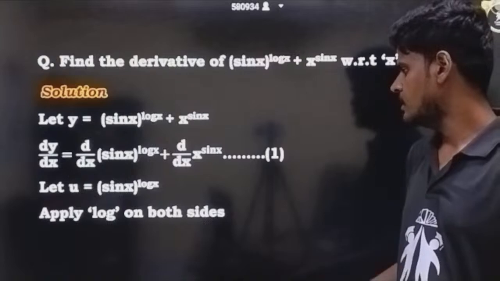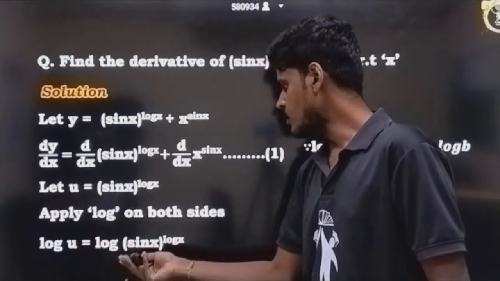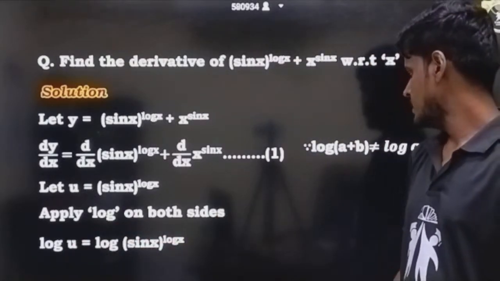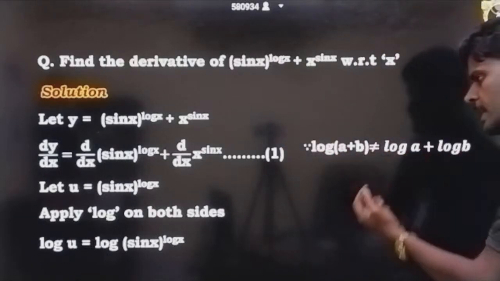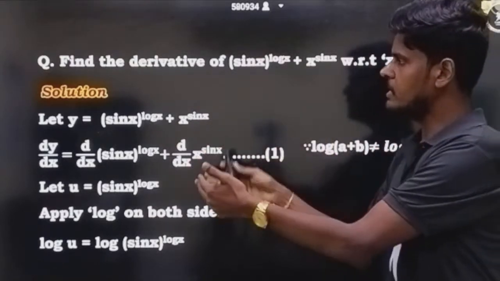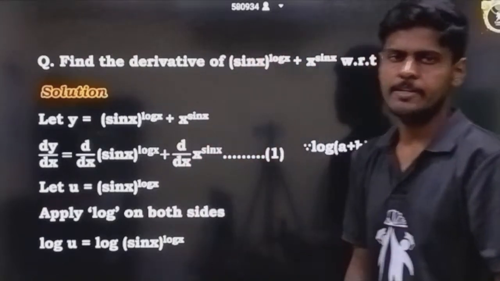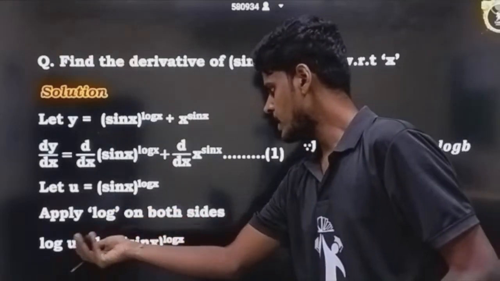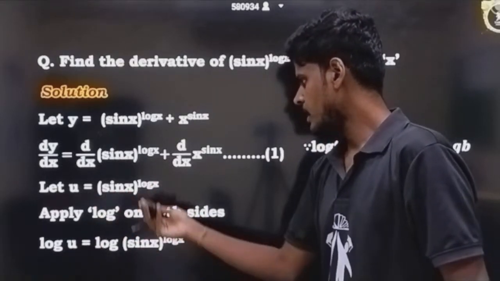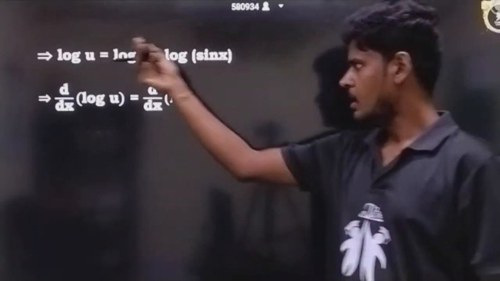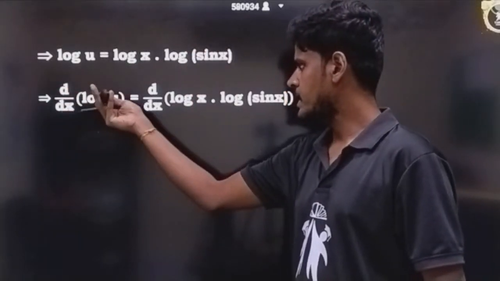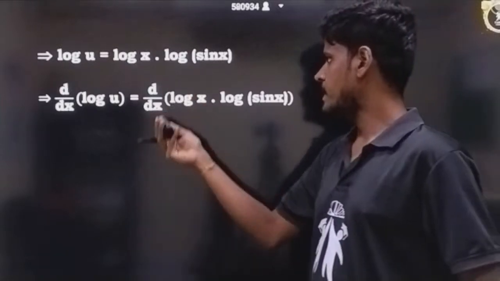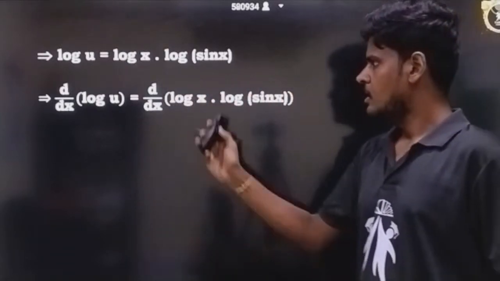Apply log on both sides. Then log u is equal to log of sin x power log x. That's what I discussed here: log of a plus b is not equal to log a plus log b. That's why we have to take these two terms separately and differentiate first. Now this will be log u is equal to log x into log of sin x. Differentiating, d by dx of log u is equal to d by dx of log x into log of sin x.